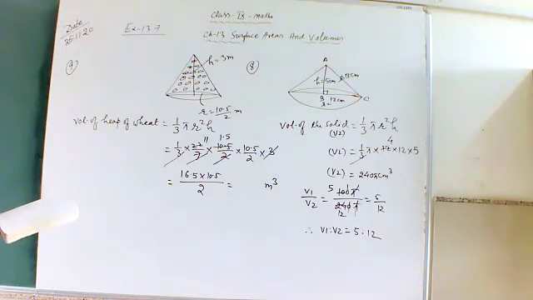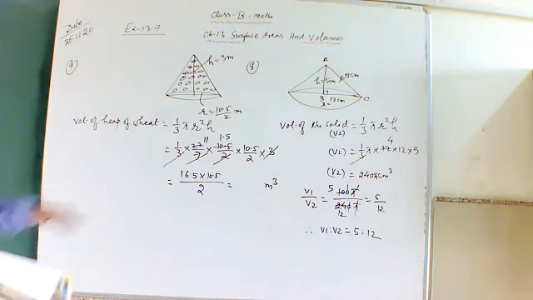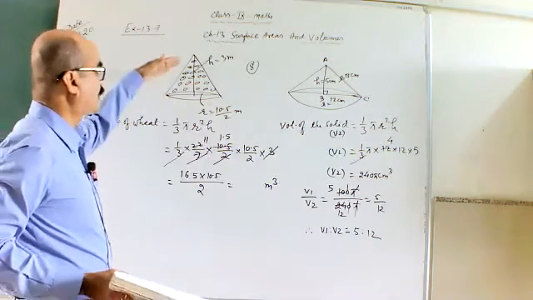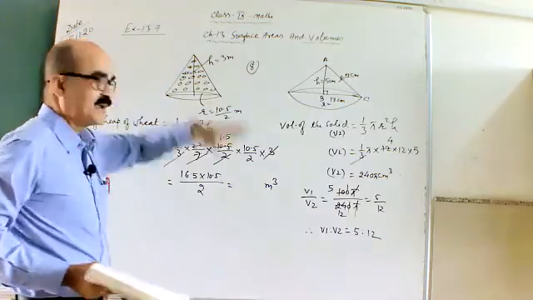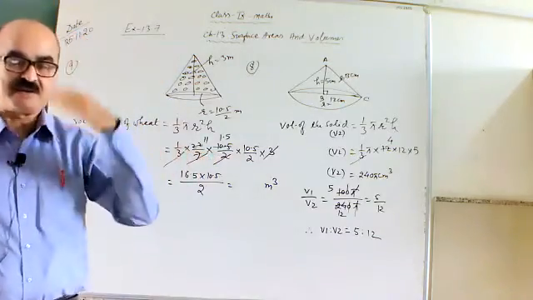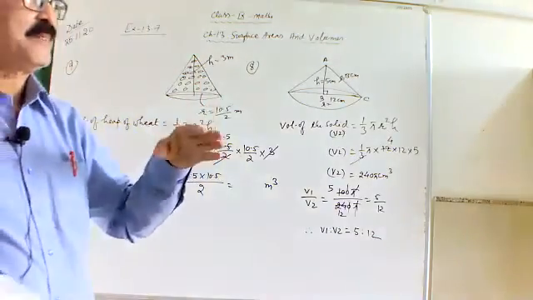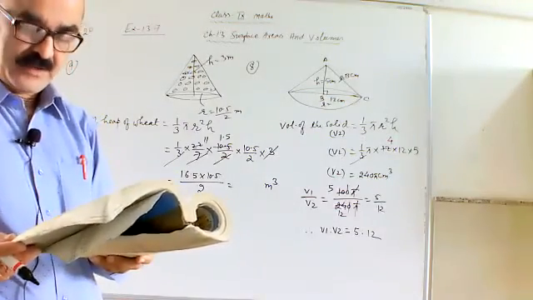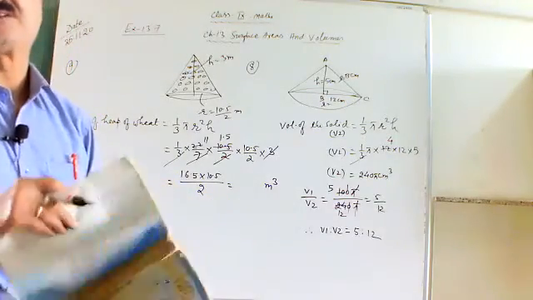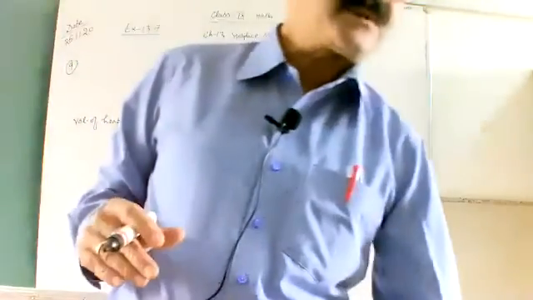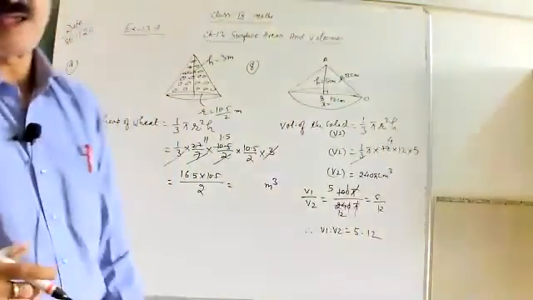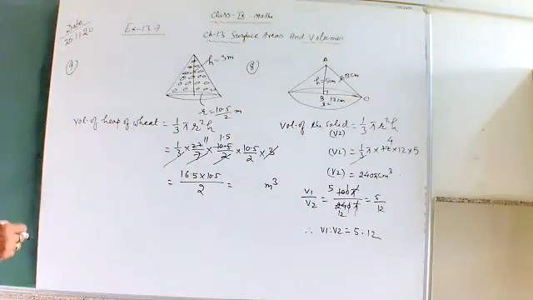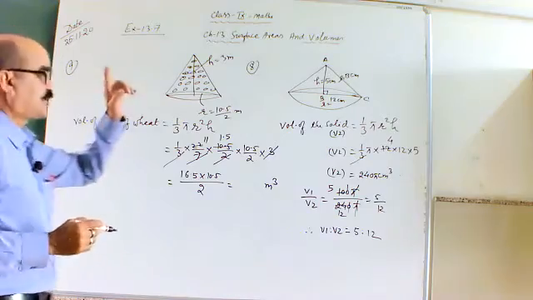And one more thing is asked here: the heap is to be covered with the canvas to protect it from rain. The cone of wheat that is formed, to protect it from rain, you need one cover. Okay, to find the area of the canvas required. The area of the canvas we will cover it with has to be found. So what do you need to find?